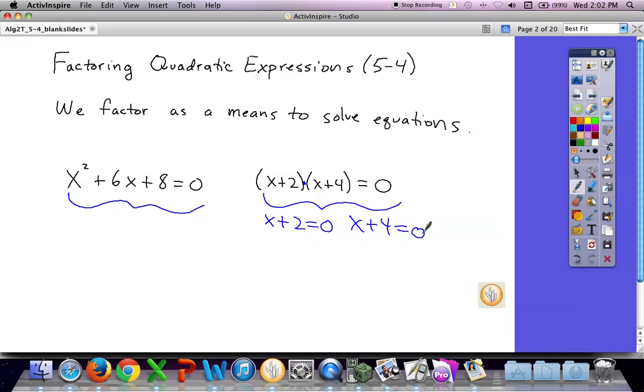And those we can solve, right? Those we can isolate the variable by doing things to both sides, right? We couldn't do it over here, but we can do it over here.